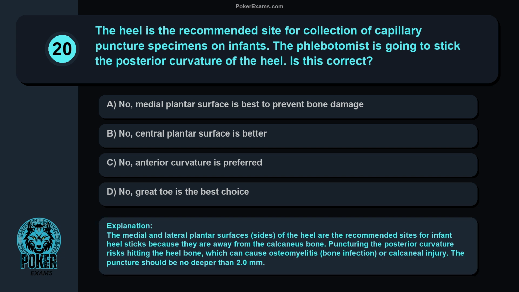The medial and lateral plantar surfaces, the sides, of the heel are the recommended sites for infant heel sticks because they are away from the calcaneus bone. Puncturing the posterior curvature risks hitting the heel bone, which can cause osteomyelitis, bone infection, or calcaneal injury. The puncture should be no deeper than 2.0 mm.